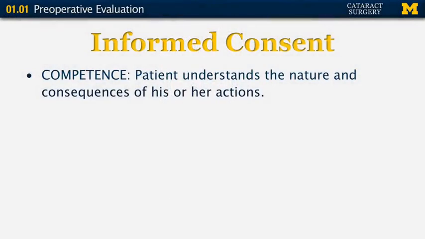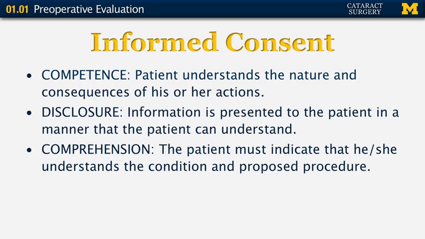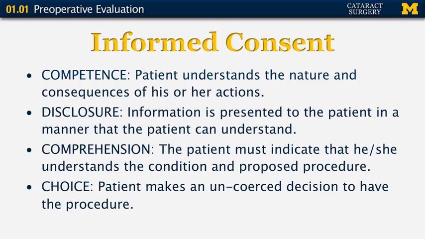There are 4 elements to informed consent. Competence: the patient has to understand the nature and the consequences of his or her actions. Disclosure: the patient is presented information in a manner that they can understand. Comprehension: the patient has to indicate that they comprehend the condition and the procedure. And choice: the patient has to make an unforced decision to have the procedure.